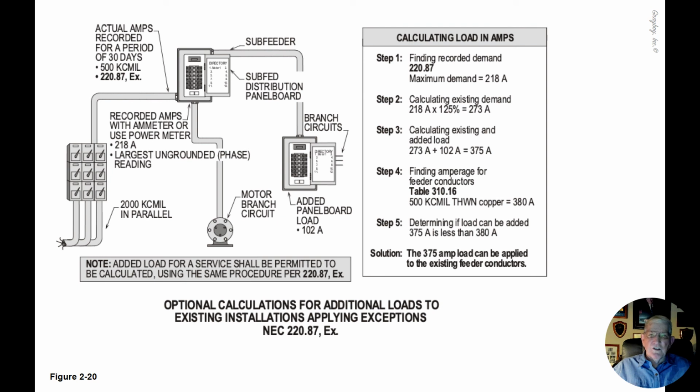So the solution and answer is the 375 amp load can be applied for the existing feeder conductors as illustrated in this illustration, and that's what our Figure 2-20 is illustrating, the application of NEC 220.87 exception.